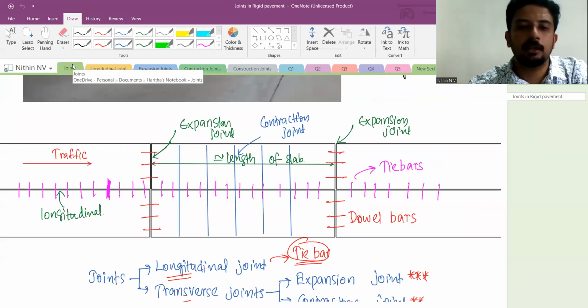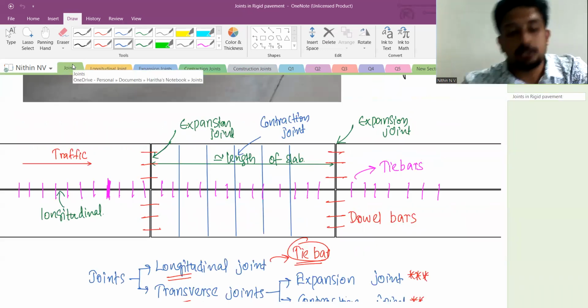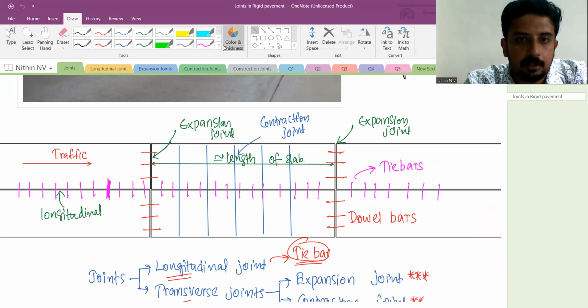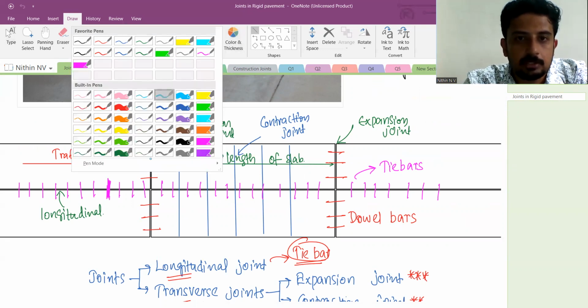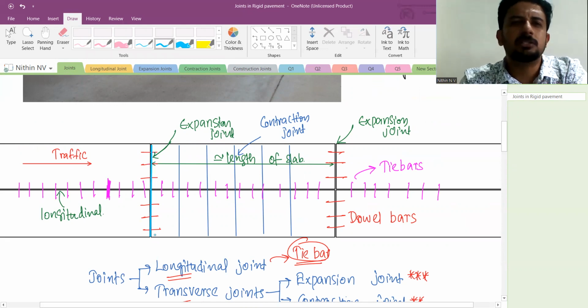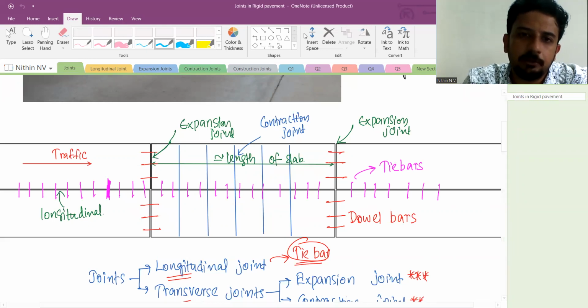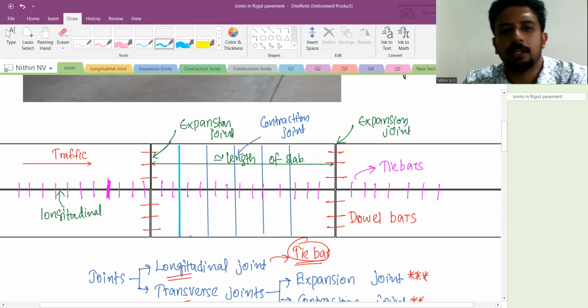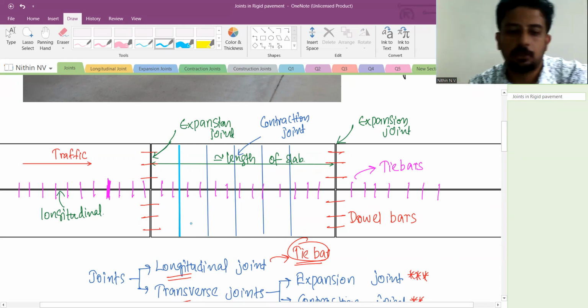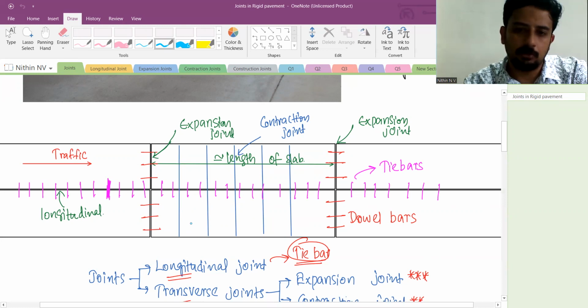That is the reason why here we are not drawing the construction joint. Suppose if I have to draw it, let me use some other color to distinguish. Either I have to draw it on the expansion joint like this, then we cannot distinguish between expansion and construction. That's it, we are not drawing. Otherwise, on the contraction joint I need to draw like this, then also I cannot distinguish between them. That's why we are not drawing any construction joint in the drawings generally.